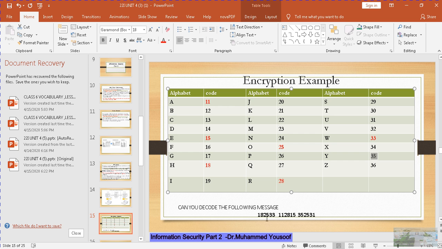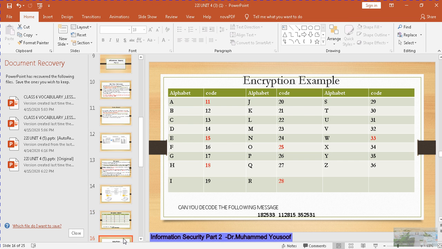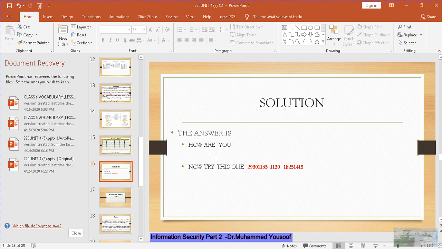So the message is sent like this. This is called ciphertext. The message is encoded and it goes on the internet like this. When somebody tries to intercept, he sees these numbers. He cannot understand anything from the numbers because they have been encoded, and he also cannot guess that 18 is H, because this is my encoding pattern. Not necessarily all companies will have the same encoding pattern. So what is the answer of this one? How are you?